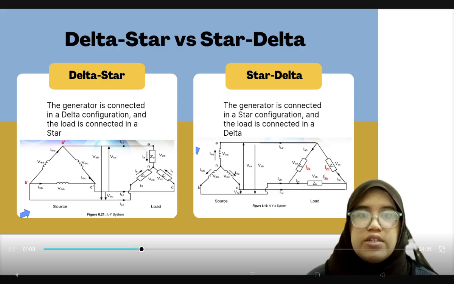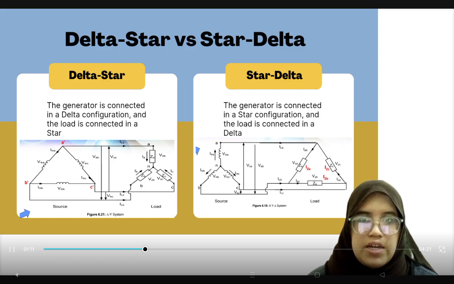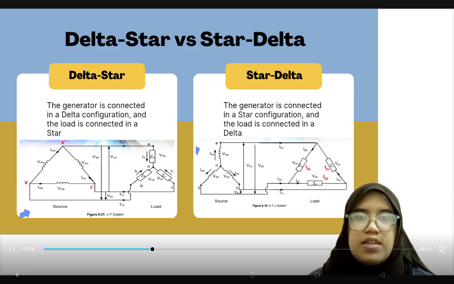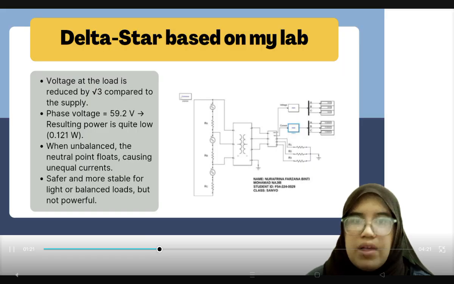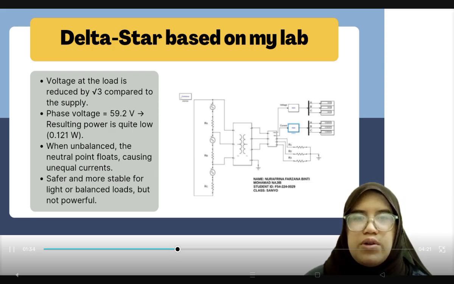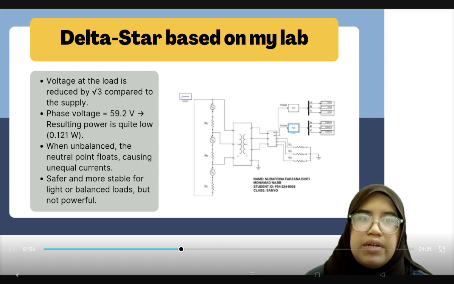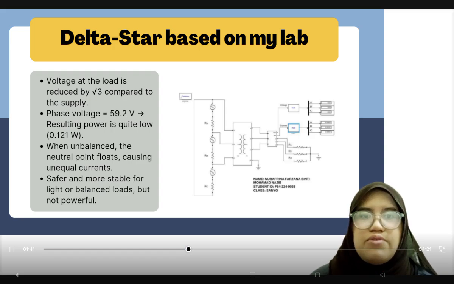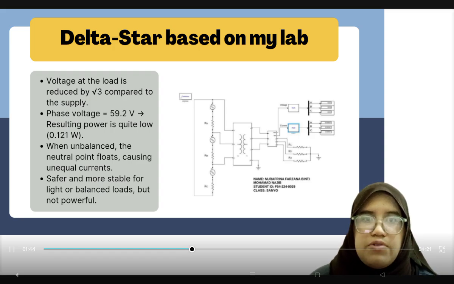In delta-star, the generator is connected in a delta configuration and the load is connected in a star. Meanwhile, in star-delta, the generator is connected in a star configuration and the load is connected in a delta. Based on my result for delta-star connection, voltage at the load is reduced by square root 3 compared to the supply. Phase voltage is equal to 59.2 volt, resulting in quite low power, which is equal to 0.121 watt. When unbalanced, the neutral point flowed, causing unequal currents, which is safer and more stable for light or balanced loads, but not powerful.